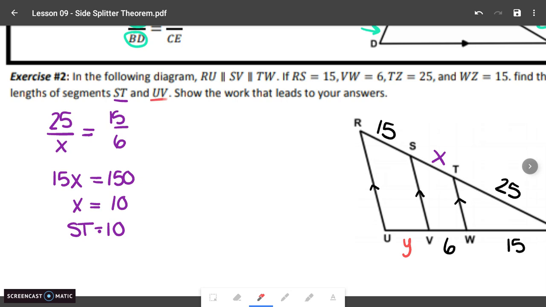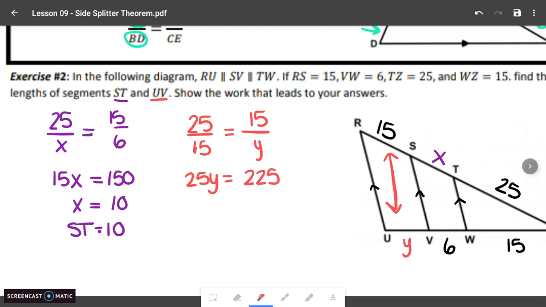We're going to do it one more time for y. And we can use the same 25. We can jump over and just use any part that we want. And I'm going to use the 15 since that's corresponding across here from the y. So 25 and 15. On the other side, we'll use the 15 and y. Cross multiply, we end up with 25y equal to 225. When we divide both sides by 25 in this case, we end up with 9. And that means our length of UV equals 9.